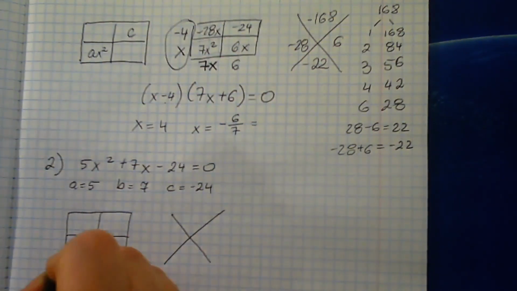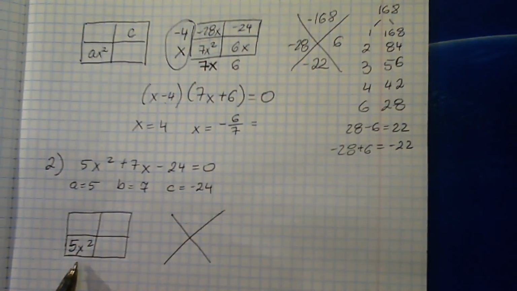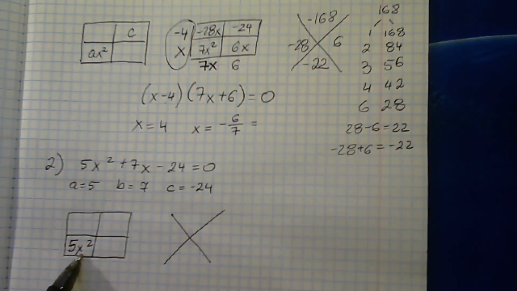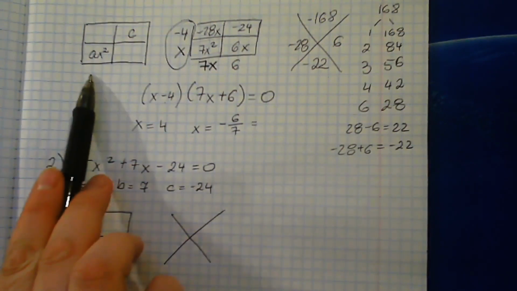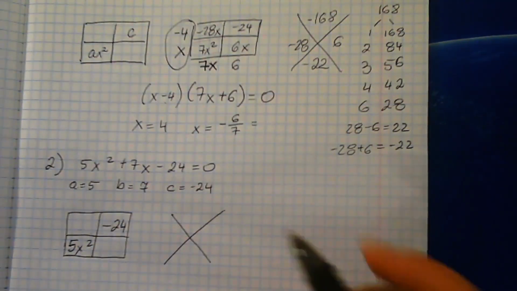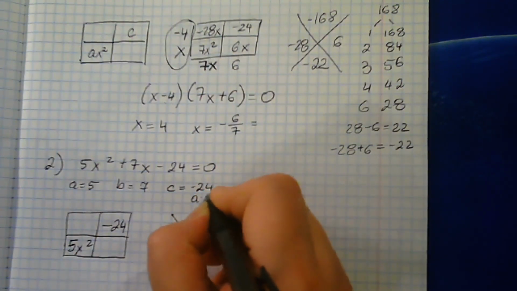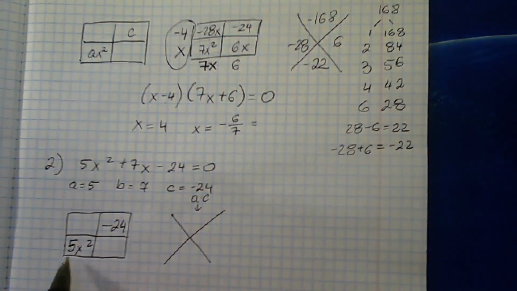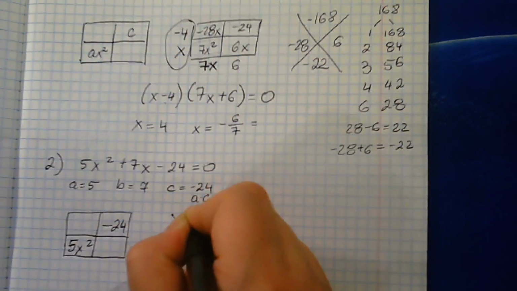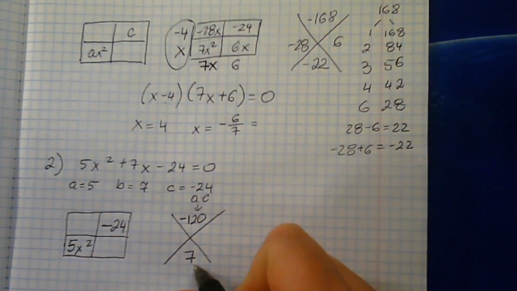So the bottom of this rectangle is 5x squared. Whatever the coefficient with the x squared is will go in the first one. And then this one will be the c. The c is negative 24. Don't forget about the sign. Now this one is a times c, right here. That means I need to multiply 5 times negative 24, and it's going to be negative 120. The bottom here is the b, and b in this case is 7.